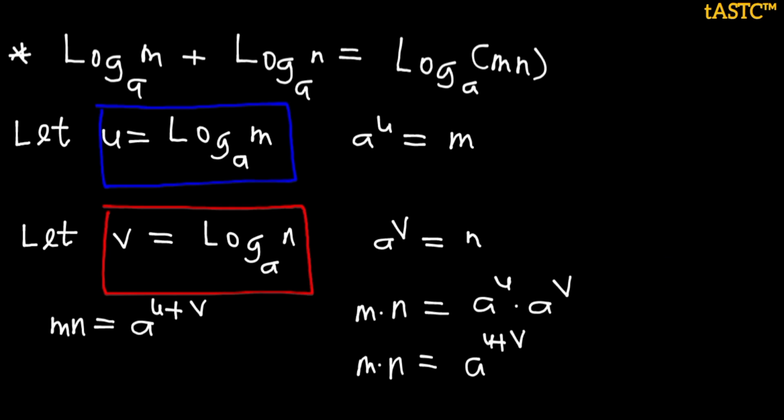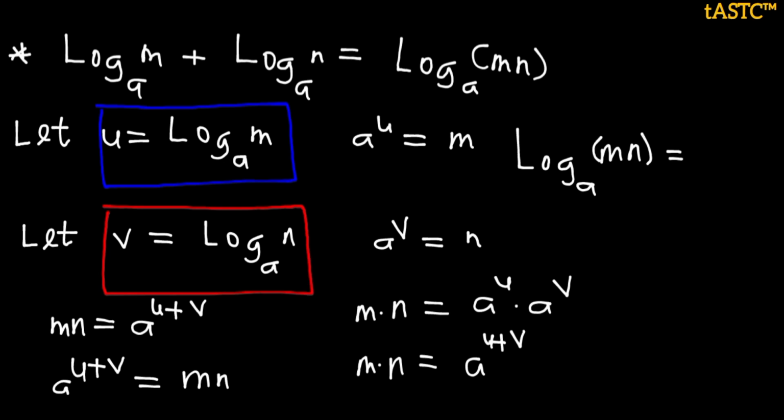So by that, we're going to solve this one. We have mn is equal to a to the power of u plus v. So what I'm going to do is write it this other way. So this is going to be u plus v, and here we're going to have mn. Now obviously from here I can say that we have log to the base a of mn. That is going to be equal to u plus v. That is what we have.